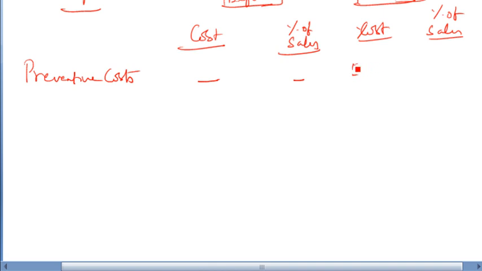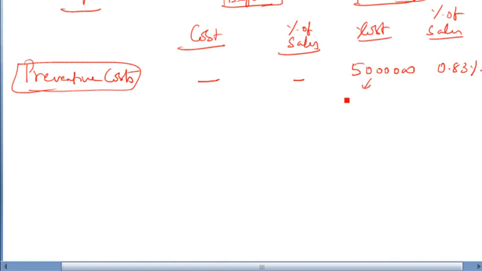Okay, but now it is 50 lakhs. You can look into the question, which works around 0.83% of the sales turnover. You got the point? We have already seen that. Next, under preventive cost, you have got two things. This 50 lakhs that I've put here is nothing but training cost, which is 5,000 hours into 1,000 per hour.